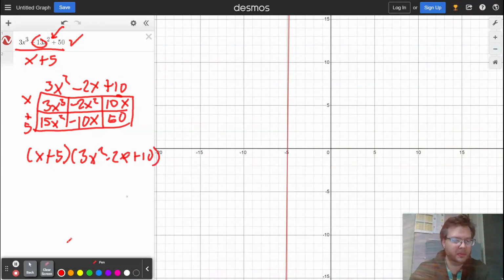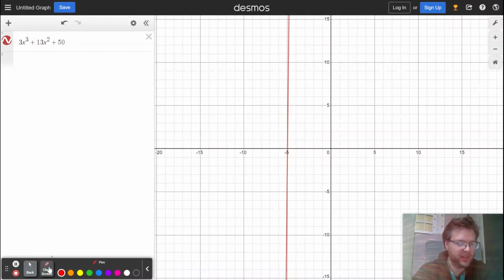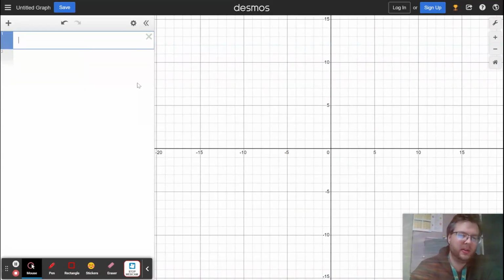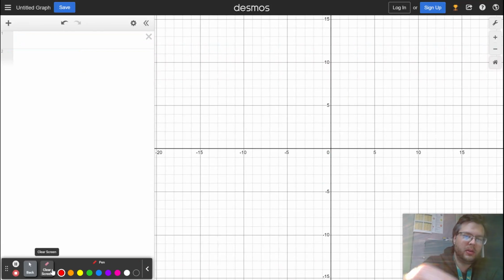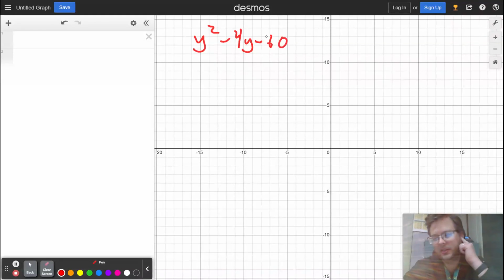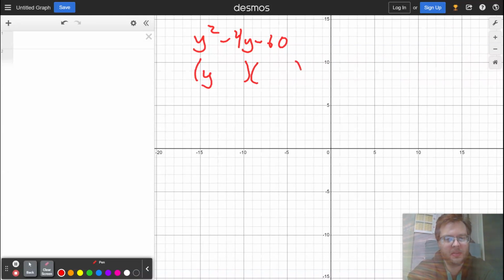Now, very similar idea on the bottom of the sheet. On the bottom of the sheet, we were factoring some quadratics. So on these ones, we don't need to use the graph at all. When you have just a regular quadratic like this, when the a value is equal to 1, you can just think of the numbers that multiply to make the c value and add to make the b value.